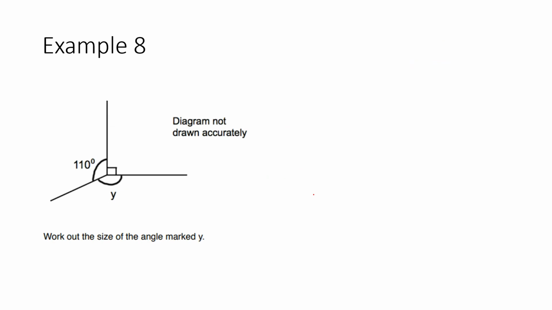Another example, work out the size of angle marked Y. Okay, so we're looking at this angle here. Now, we know that means that it's a right angle, therefore it's 90 degrees. So I'm going to do 110, which is what's given to us, plus the 90 degrees, which gives us a value of 200. And then to find the value of y, we're going to do a full turn, which is 360, subtract what we already have, which is 200, and that gives us a value of 160 degrees. Therefore, y is equal to 160 degrees.